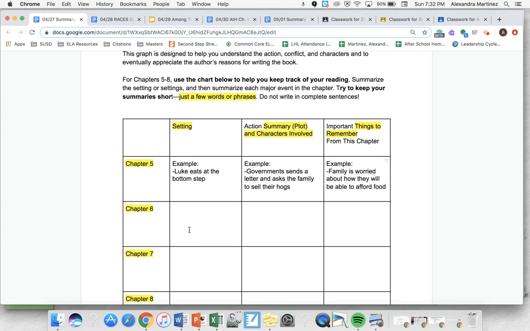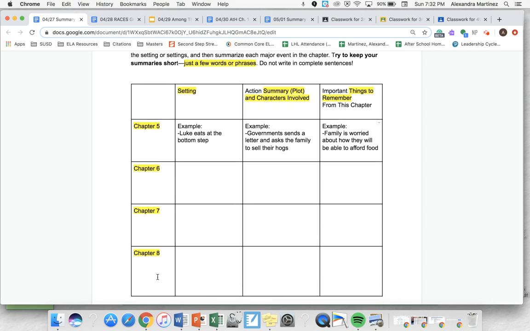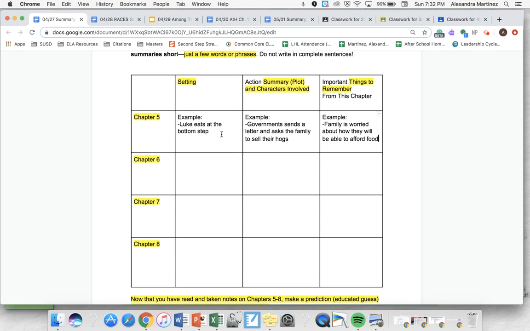So in this column, you're doing the setting, then you're doing the action summary, the plot, who was involved, and then the important things to remember for the chapter. So again, looking at this, you're doing chapters 5, 6, 7, 8. And realistically, I already did chapter 5 for you.